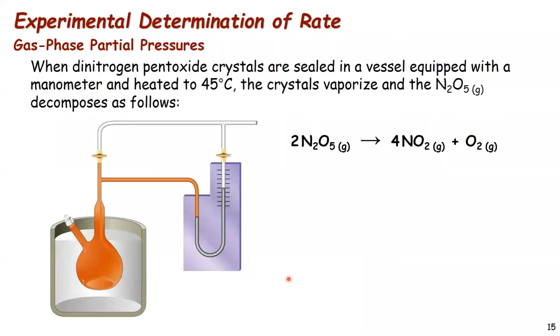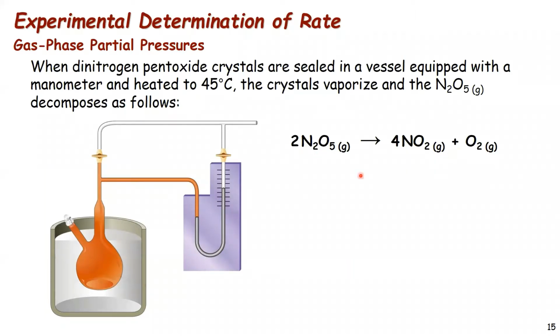So here's an example. Here we have a chemical reaction which is just a decomposition of dinitrogen pentoxide to form nitrogen dioxide and oxygen. Notice there are 2 moles of gas in the reactants, and there's a total of 5 in the products, 4 here and 1 here. So we're going from 2 moles of gas to 5 moles of gas. So as this reaction proceeds, the pressure is going to increase.